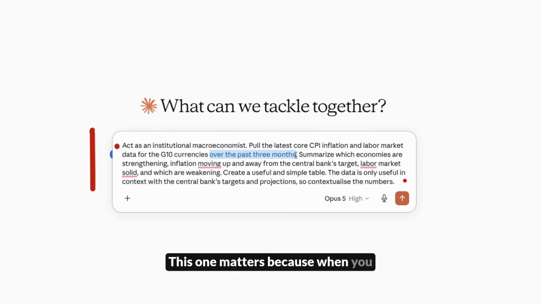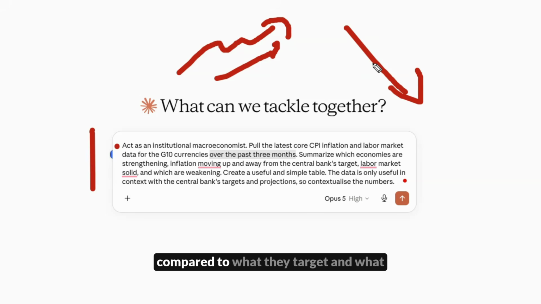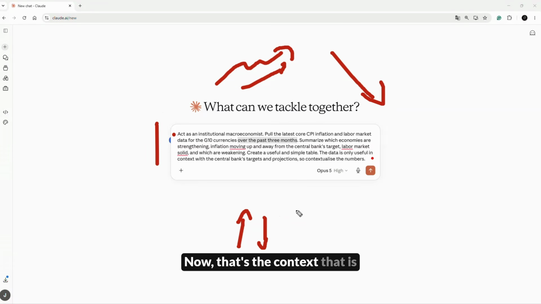This one matters because when you try to think like a central bank, to understand what the central bank is most likely going to do next, you should understand that the central bank doesn't move on one single print. One print can be noise, and they will happily look through that noise and ignore it. Central banks move on the trend of the data, okay? So if the data is moving in a certain direction compared to what they target and what they expected, we want to see the 3 months evolution of the data. What was inflation 3 months ago versus what it is right now, and how has it moved over these 3 months? Is it trending towards the target or away from the target? That's all context that is going to tell us if a central bank needs to be dovish or hawkish.